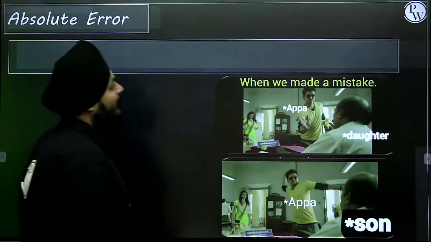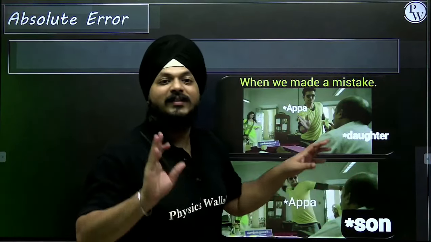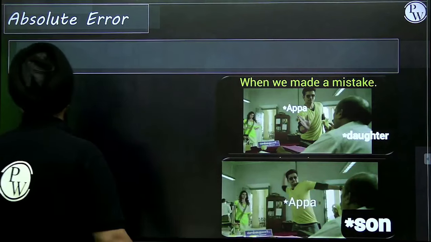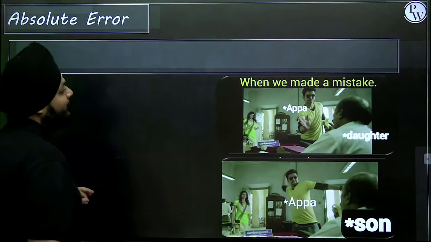Basically, this is an example of an absolute error. Three kinds of errors are there. The first one is absolute, the second is relative, and the third one is percentage, right? Now, what is an absolute error?